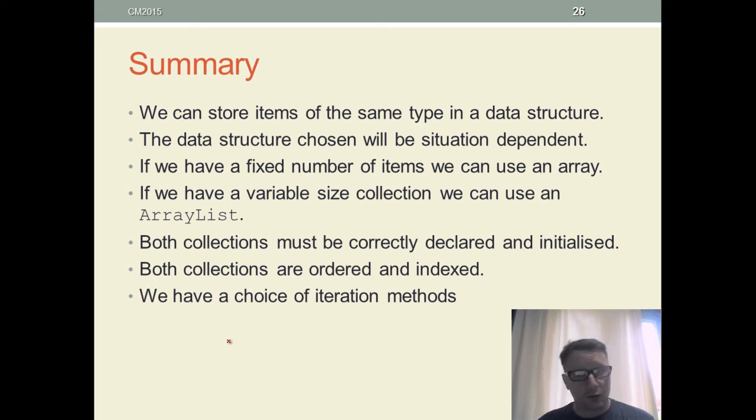Arrays and ArrayLists are all used to store a number of items of the same type in a data structure. Fixed number of items, array. Variable number of items, ArrayList. And both collections must be declared and initialized correctly.